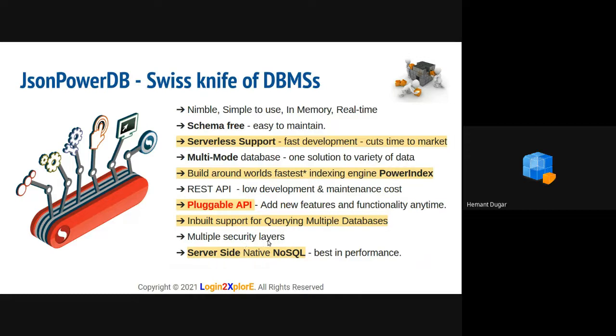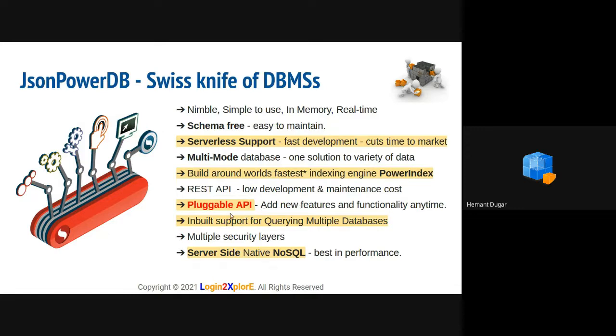Then multiple security layers are there, and then server-side native NoSQL. So it also has NoSQL programming support where you can write any kind of code in NoSQL programming. And it's native because this NoSQL is in Java only. So these are a few of the features of JSON Power DB.